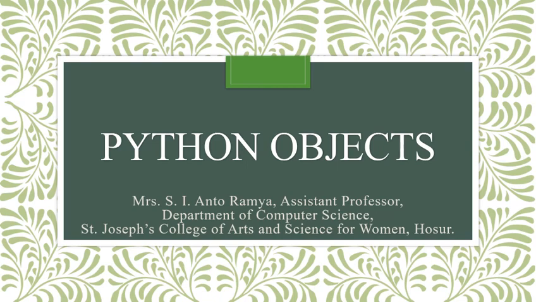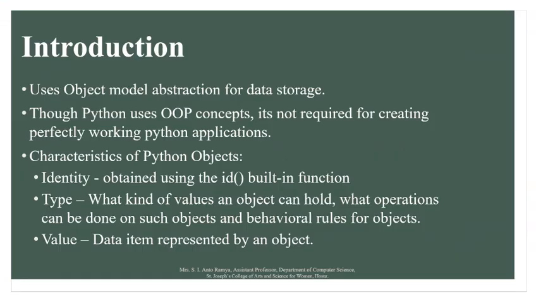In this video, we'll be seeing about Python objects. So Python object uses an object model for data abstraction and for storage. And it uses object-oriented programming concepts, which is not compulsory, it is optional. And here are the three characteristics of Python objects: identity, type, and value.